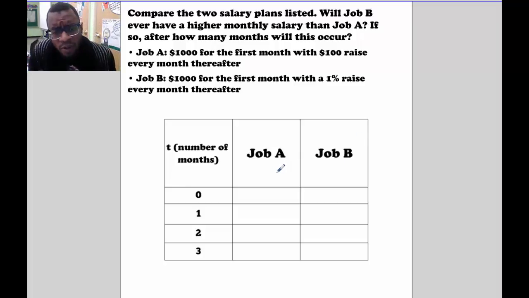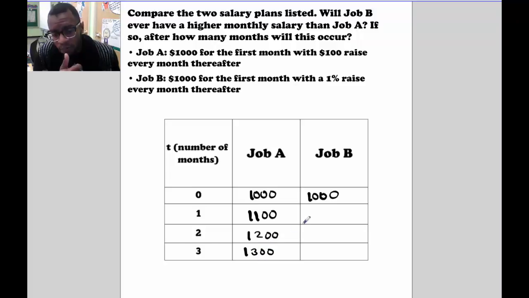What we're going to do is look at, for the first 3 months, how our pay rate is increasing. For job A and job B, for 0 months, which is basically when we first get this $1,000, it's just going to be $1,000. For job A, after 1 month, we get a $100 raise, so we're going to have $1,100. After 2 months, it'll be $1,200, and 3 months will be $1,300.